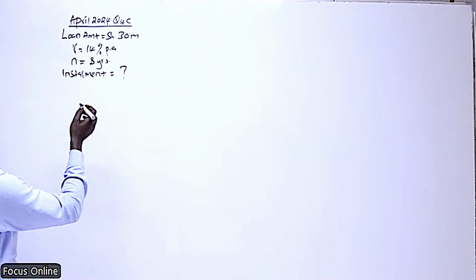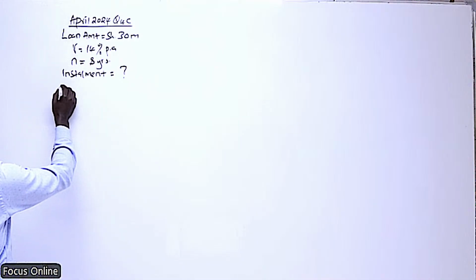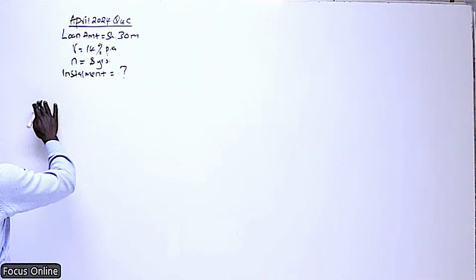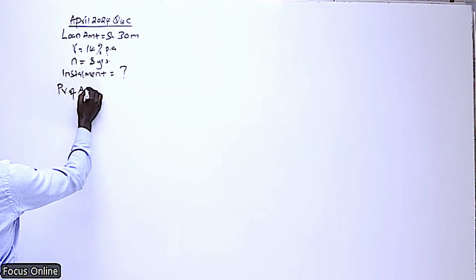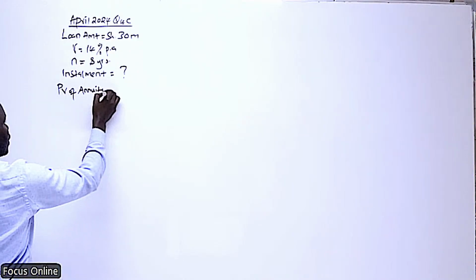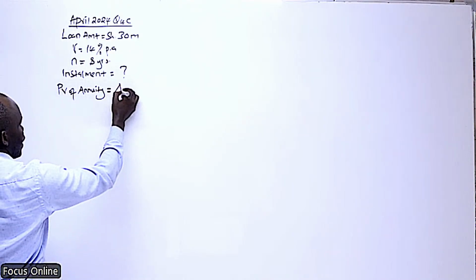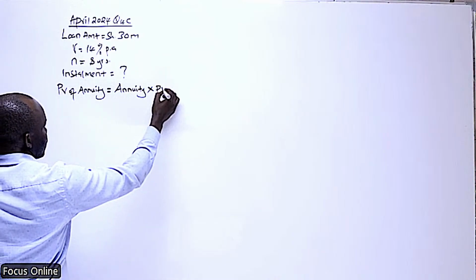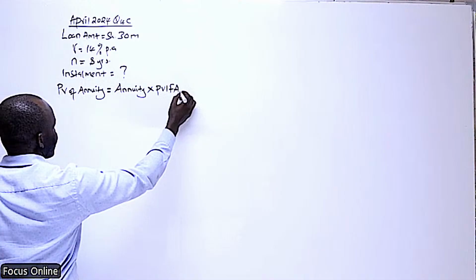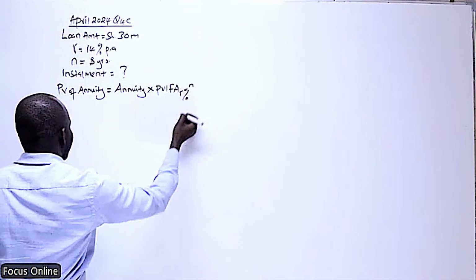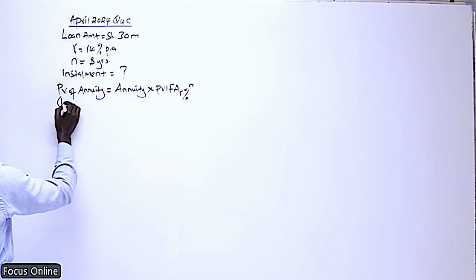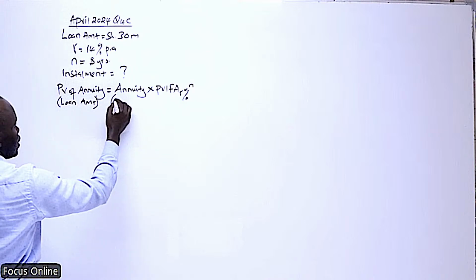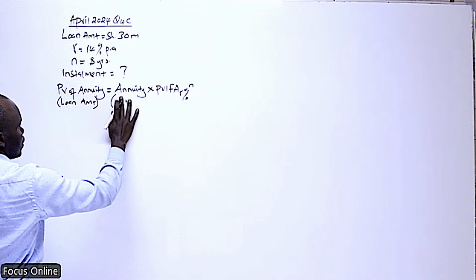So, like we have said, the loan is the present value of an annuity. Present value of annuity is equal to the annuity times present value interest factor annuity R% power n. So we have said this is the loan amount, while this is the installment.